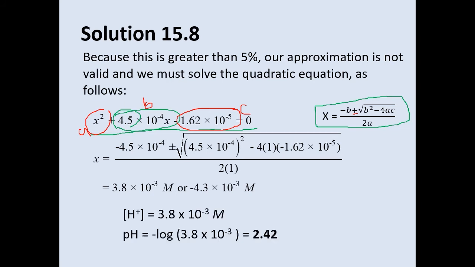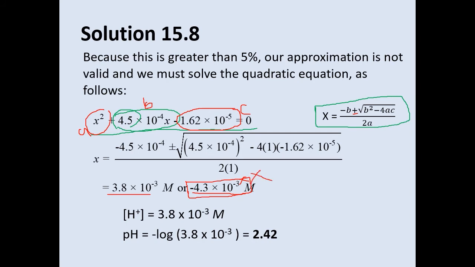One is positive, another is negative, but molarity cannot be negative, right? So molarity cannot be negative, so this value will be discarded. We will discard this unreasonable value.